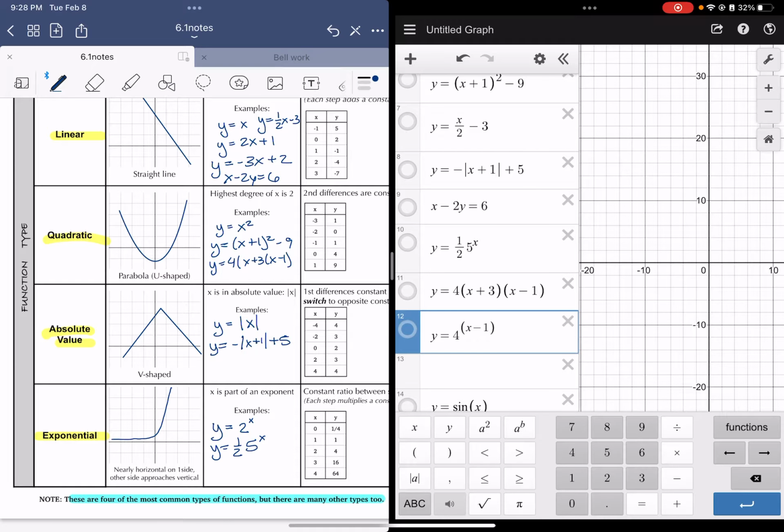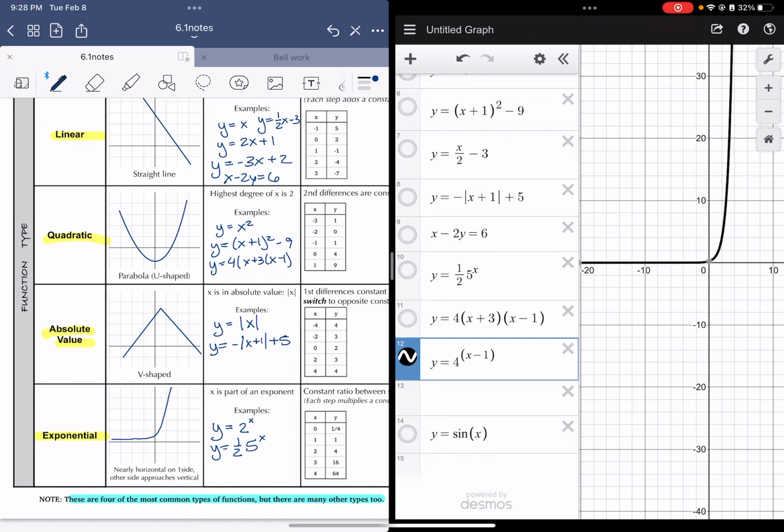All right, next one, we have y equals 4 to the power of x minus 1. Again, there is an x in the exponent. There's other things too, but because the x is up there in the exponent, that's going to be exponential. So let's see how it looks, and we'll go ahead and write that down there.